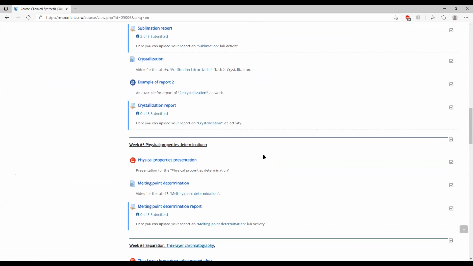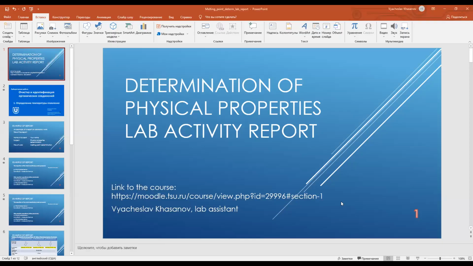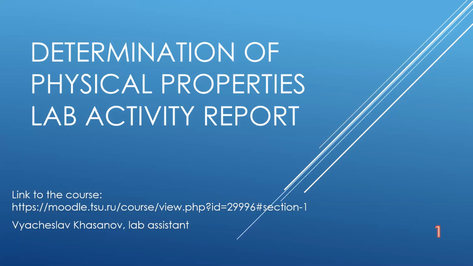The previous class was the physical properties determination, and we also should review the lab work which should be done in the form of a report. So we should do the report on the determination of physical properties.